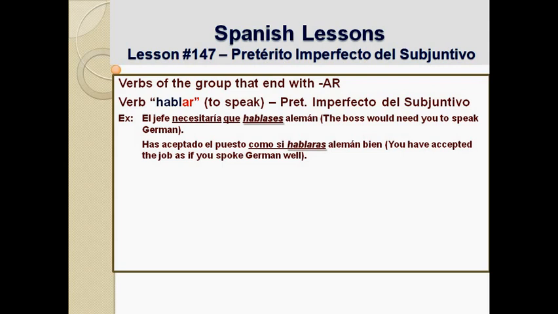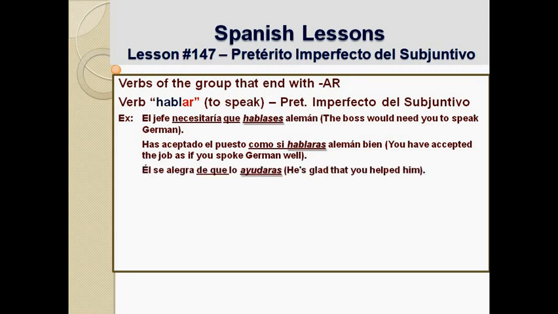It's strange, right? So, one or another we use depending on the situation. So, you can look at the situation here and see when we use hablases, when we use hablaras. Both are conjugated for the second person of the singular, and both are pretérito imperfecto del subjuntivo. Let's see how it conjugates for all the persons.